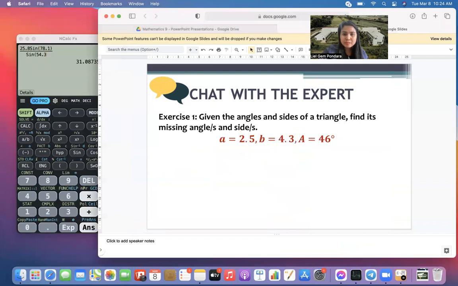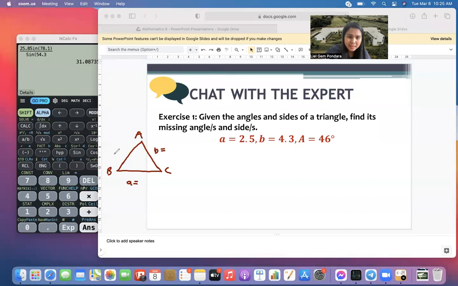Here's the next example. We have side A is 2.5, side B is 4.3, and angle A is 46 degrees. Again, we start by drawing our triangle. It's A, B, C. And this will be side A, side B, and side C. Side A is 2.5. We label it. Side B is 4.3. And angle A is 46 degrees.